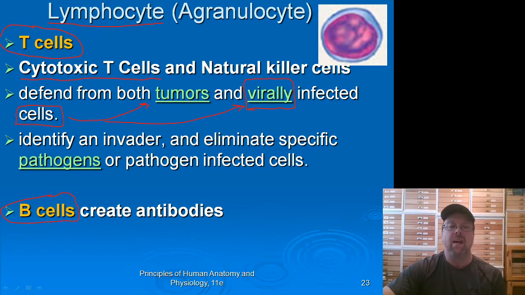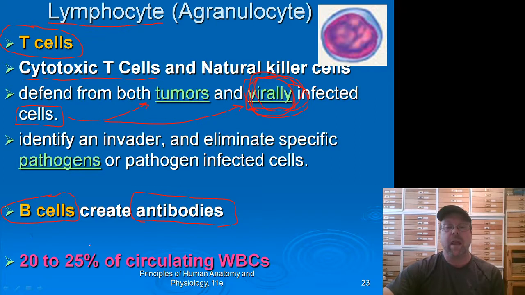Now, B cells are another type of lymphocyte, but B cells create antibodies. So as these T cells are fighting that virus, it is being tasted by the B cell, and the B cell is going to make our antibodies, and that's going to guard us against future attacks by that same virus.